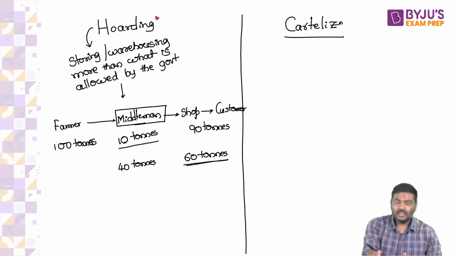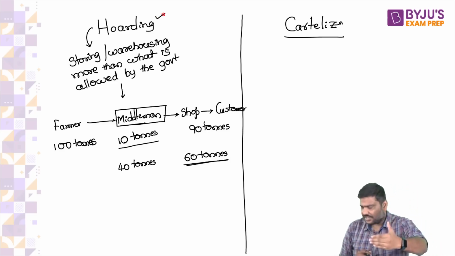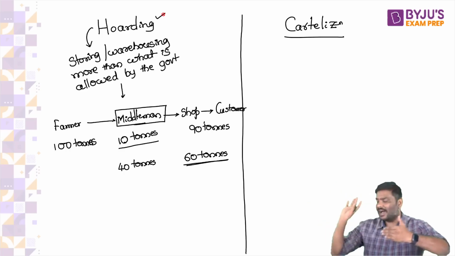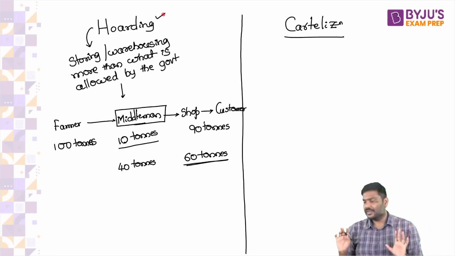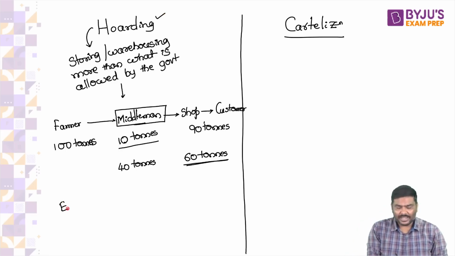What is hoarding? Hoarding means the government has imposed certain restrictions on storage or warehousing, but you will store more than the allowed limit. That is called hoarding. And the government uses an act. Please remember this. There is an act by the name of Essential Commodities Act. Important for exams, especially as rice is being discussed, wheat is being discussed now. Essential Commodities Act of 1955.